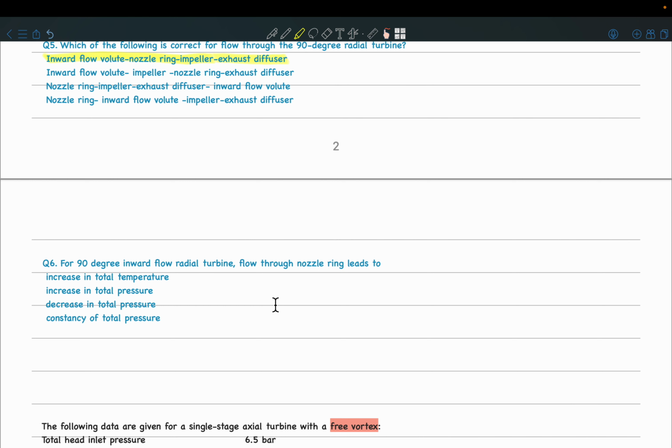Okay. Then the next question is, for a 90-degree flow radial turbine, the flow through the nozzle ring leads to what change in total pressure? So what is happening in a nozzle ring? The nozzle ring is nothing but a stator, right? In a stator, there is no work being added, no heat being added, nothing is happening over here. So ideally the total pressure should remain the same, but there will be losses because now you're turning the flow, making it from radial to axial. So there are going to be losses for sure, and we understand that the total pressure is going to decrease. The only chance where total pressure can increase is when work is being added to the flow, right? So this is a decrease in total pressure.